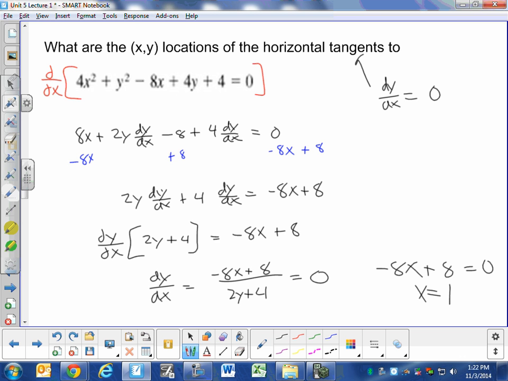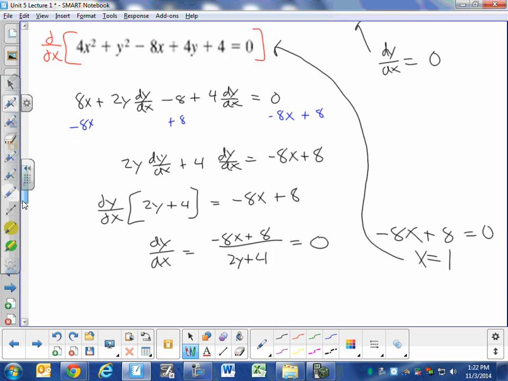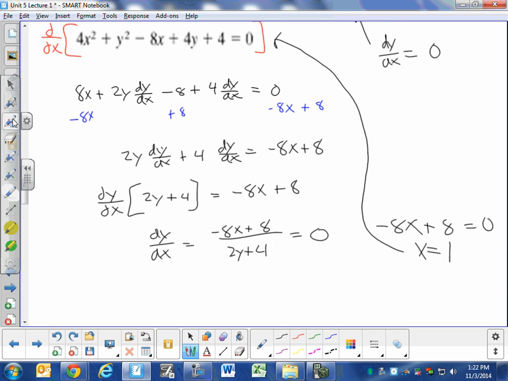And we find the x location. Well, I'm asked for the x, y locations. What do I have to do? Plug it into my original, and what used to be simple no longer is. Now I have this guy that I have to solve.